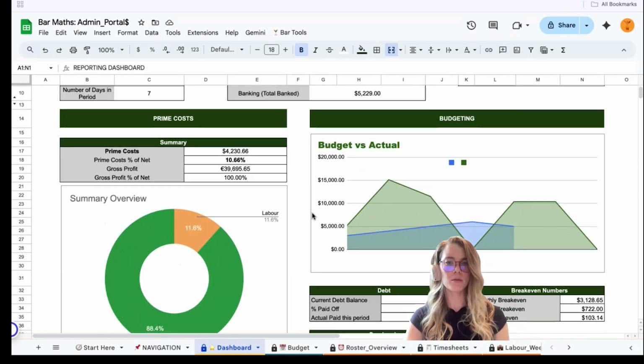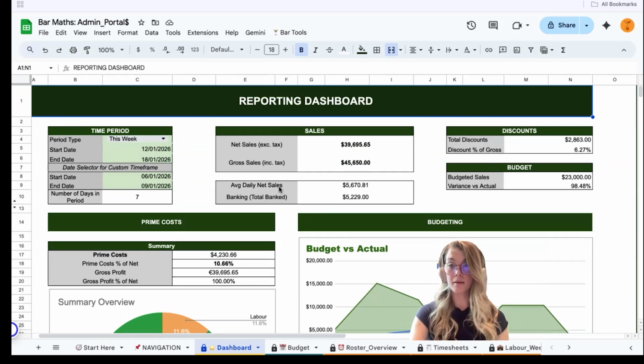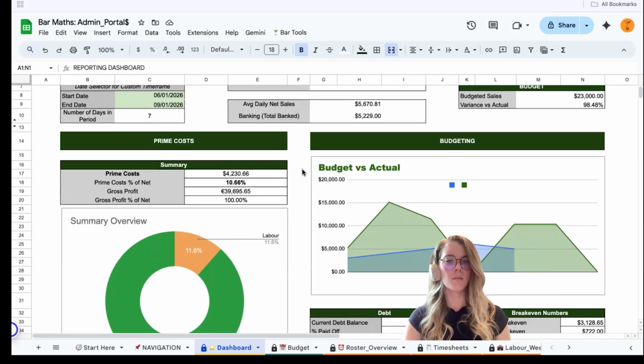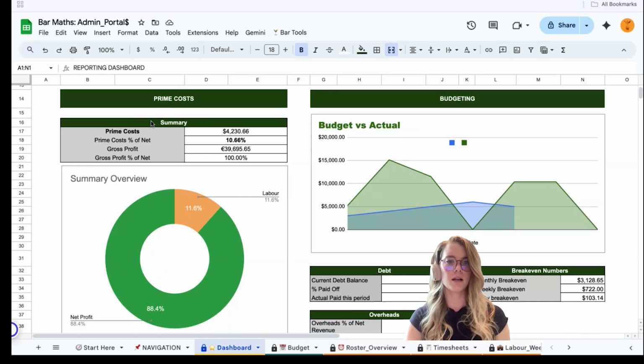For the labor reporting, you also have some labor reporting in your dashboard as well. So in the reporting dashboard, you have so many different aspects that we're reporting on, but one, obviously, of your biggest costs is your labor. So under prime costs, you can see a summary. The prime costs include your labor and your cost of goods combined. So you can see your prime costs against your revenue.